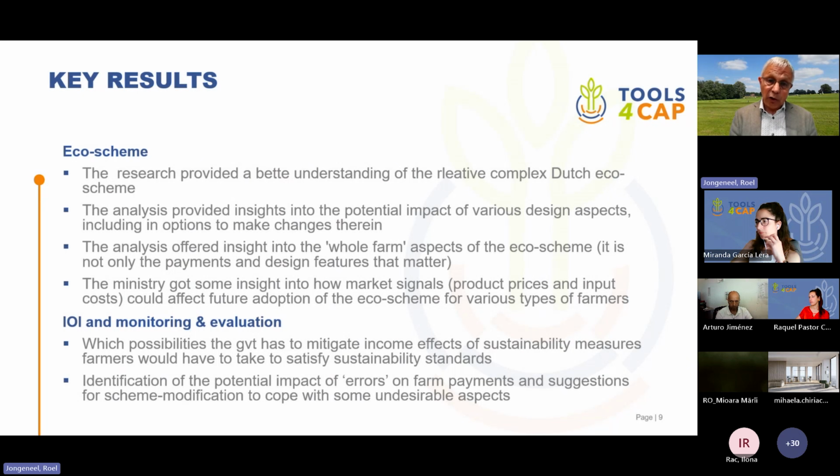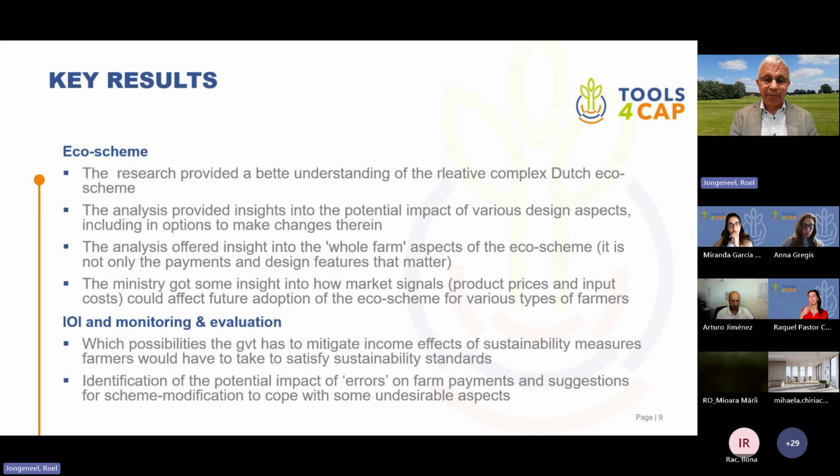Due to the whole farm analysis, it led to a better insight into what actually affects the adoption. Some eco activities create a kind of synergy with other farm activities, but some eco activities create competition with farm activities, and that made farmers behave in a different way with respect to taking up these measures. And the ministry also got signals about how market impacts and market price changes would affect the adoption behavior.